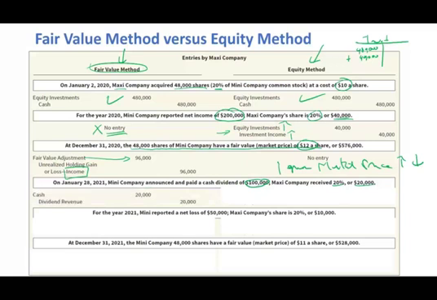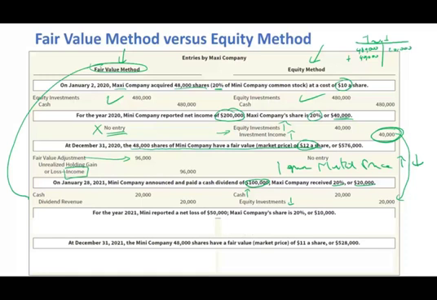Under the fair value method, we're going to debit cash, credit dividend revenue. That's the entry. Under the equity method, we're still going to debit cash. Cash is still going to go up, but we're going to reduce our equity investment because we already accounted for all the income, all the revenue that we're supposed to account for from that company. We made the profit, then they gave us the profit, therefore we reduce the investment. At this point, 480 plus 20 is 500, minus 20 is 480. Our investment is at $500,000.